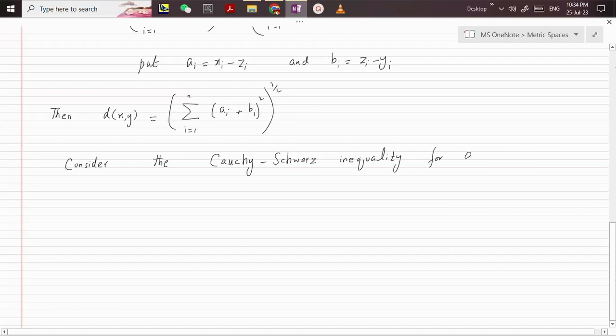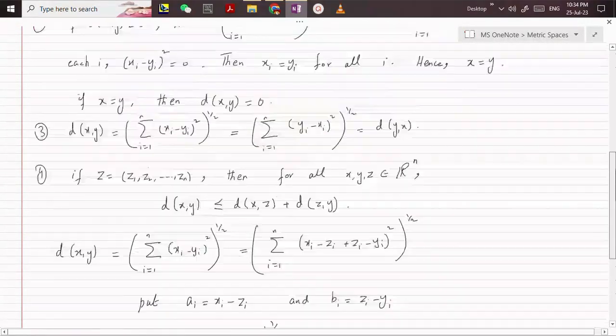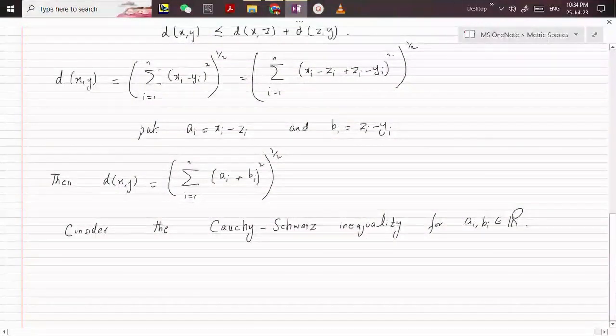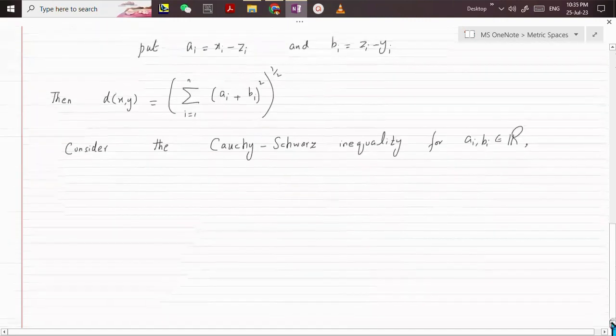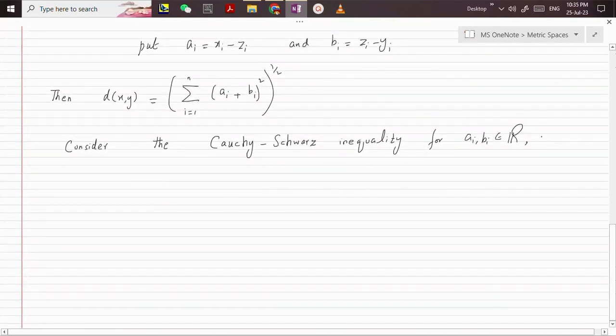For the real numbers ai, bi belongs to R, we shall write the Cauchy-Schwarz inequality for ai, bi belongs to R, where i goes from 1 to n. So what is the Cauchy-Schwarz inequality?